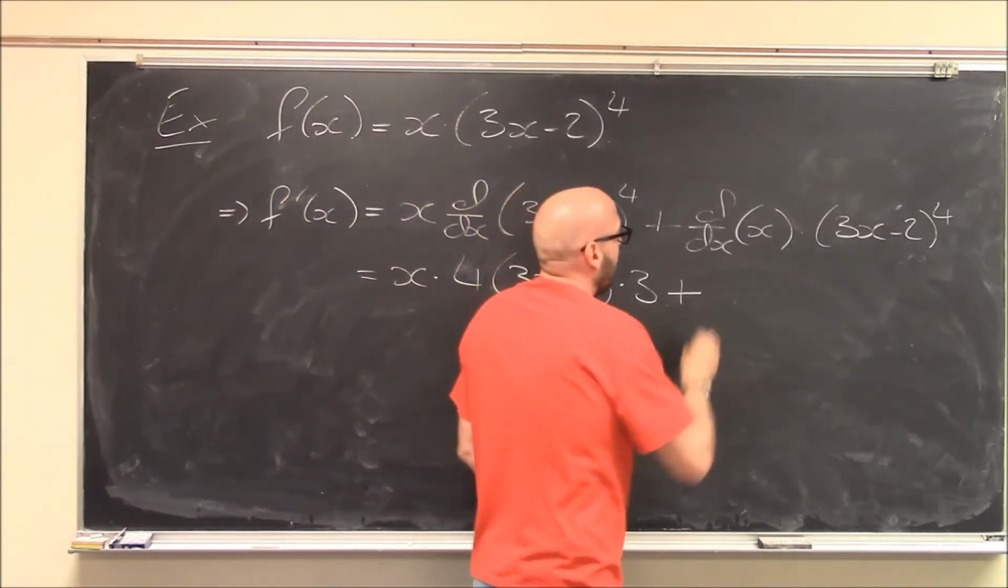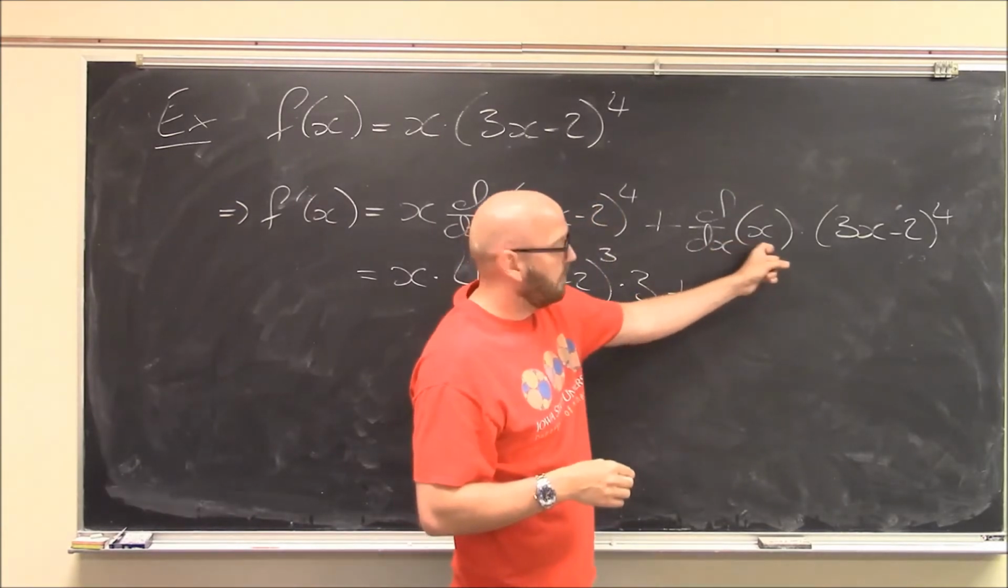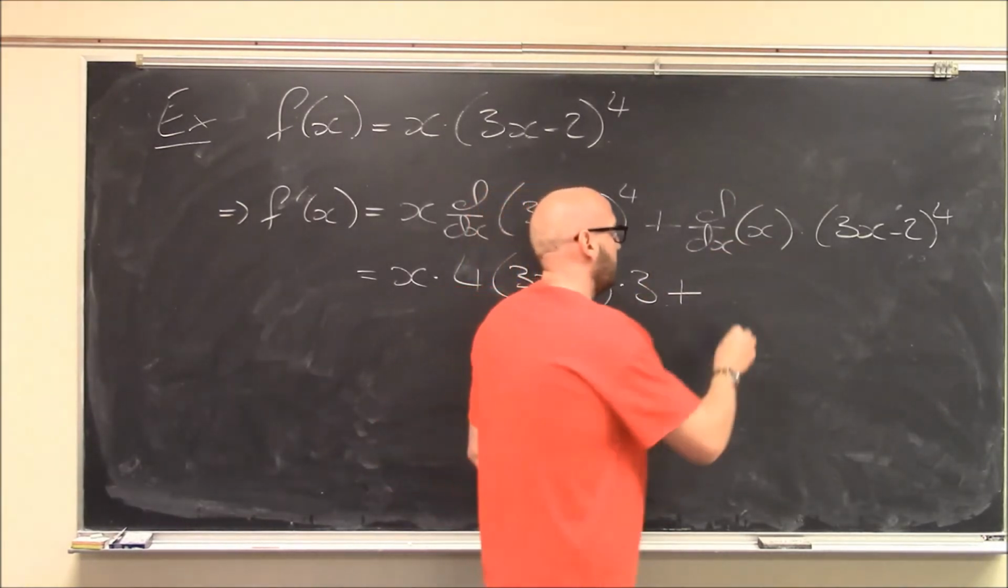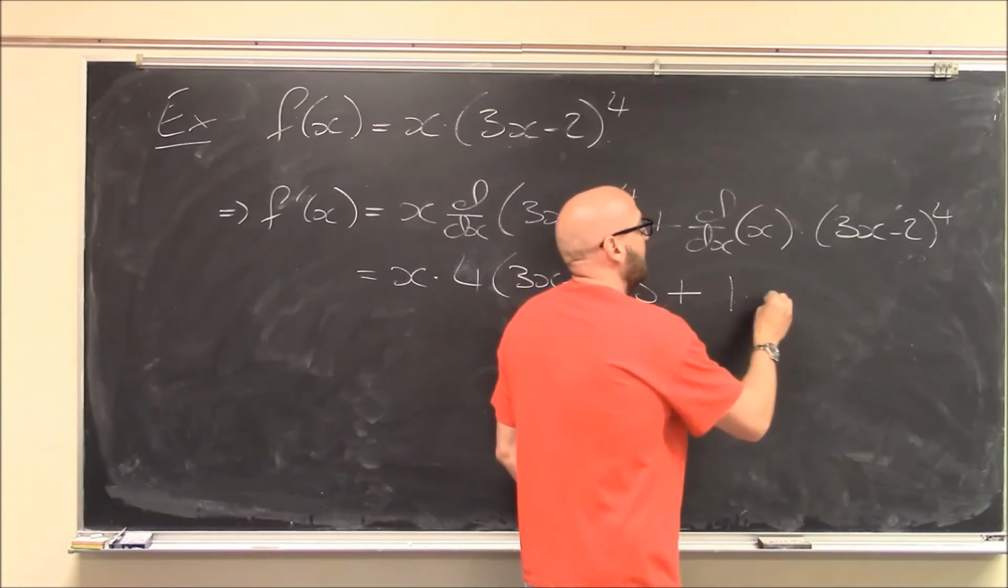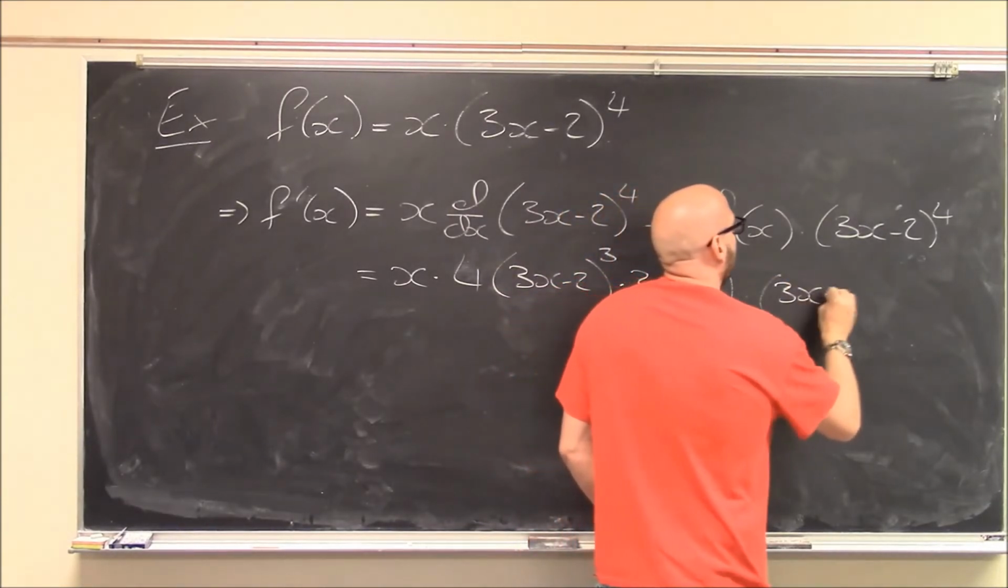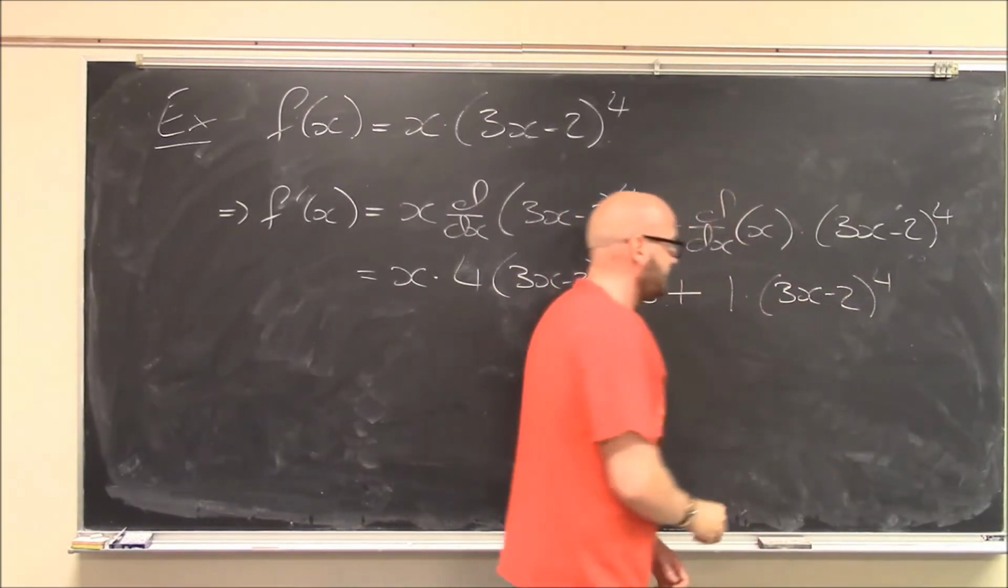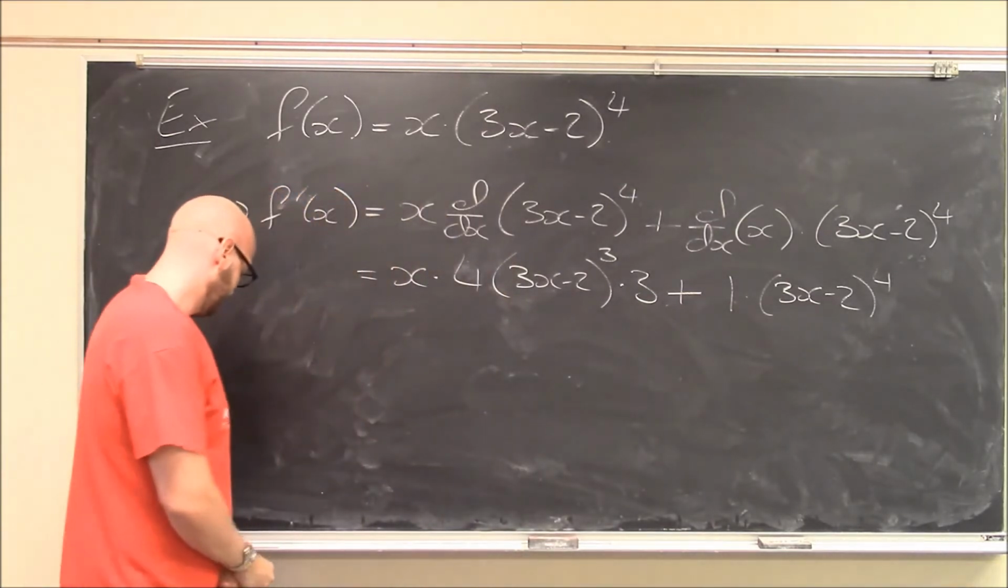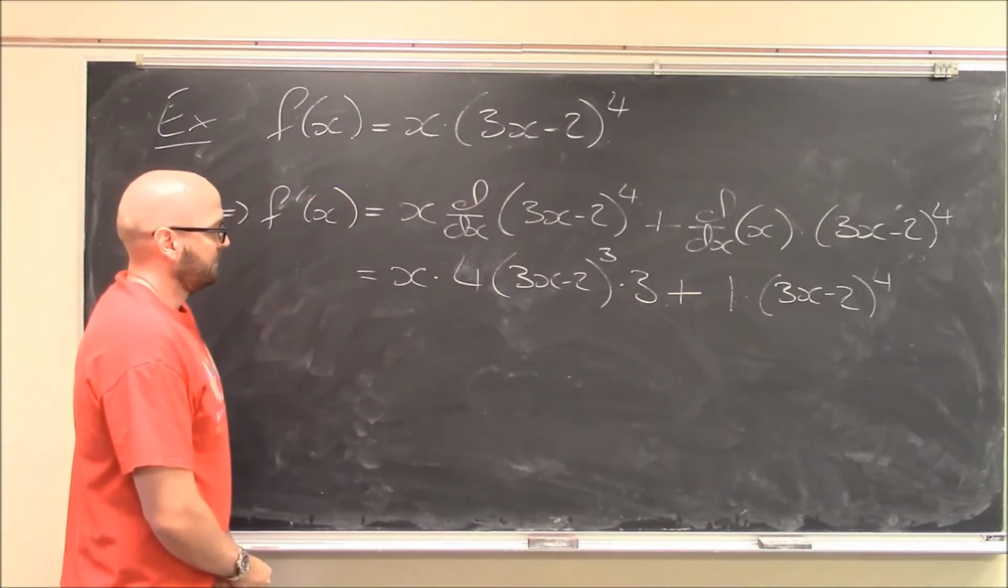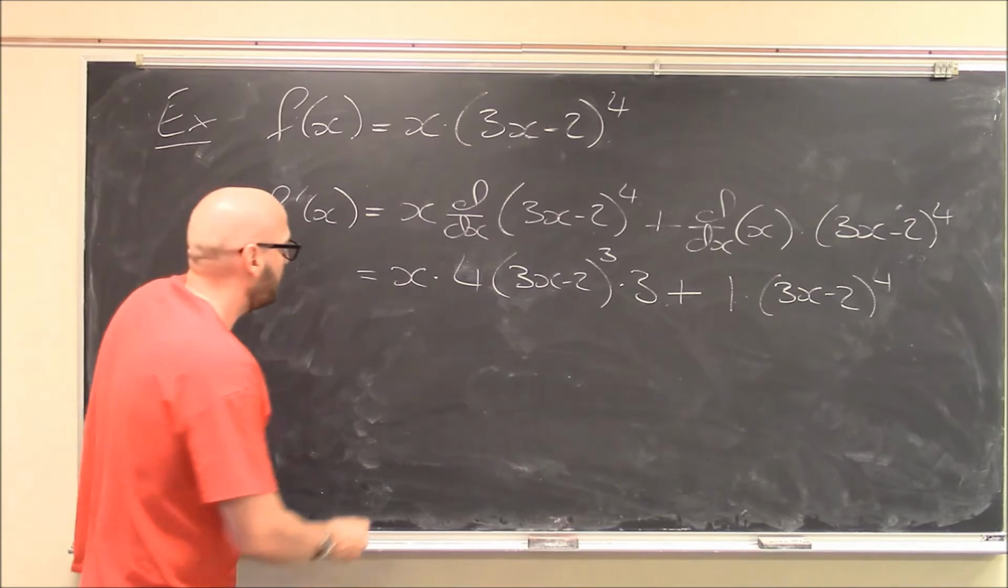What about the second half? Well, this is the one that's actually really easy. Derivative of x is just 1, right? So just plus 1 times (3x - 2) to the fourth. And what do we want to do from here?